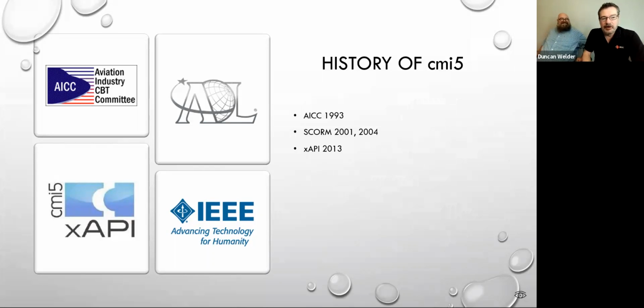Then ADL came along and thought that, hey, why don't we make something new that can be consistently used basically across the government. They wanted packaging, they wanted multiple SCOs to be inside of a single piece of content, they wanted sequencing rules and so on. So they adapted AICC and changed it into SCORM. A lot of people don't know it, but a lot of SCORM is originally based on the work of AICC going back to '93. A lot of the terminology used in SCORM comes from AICC.